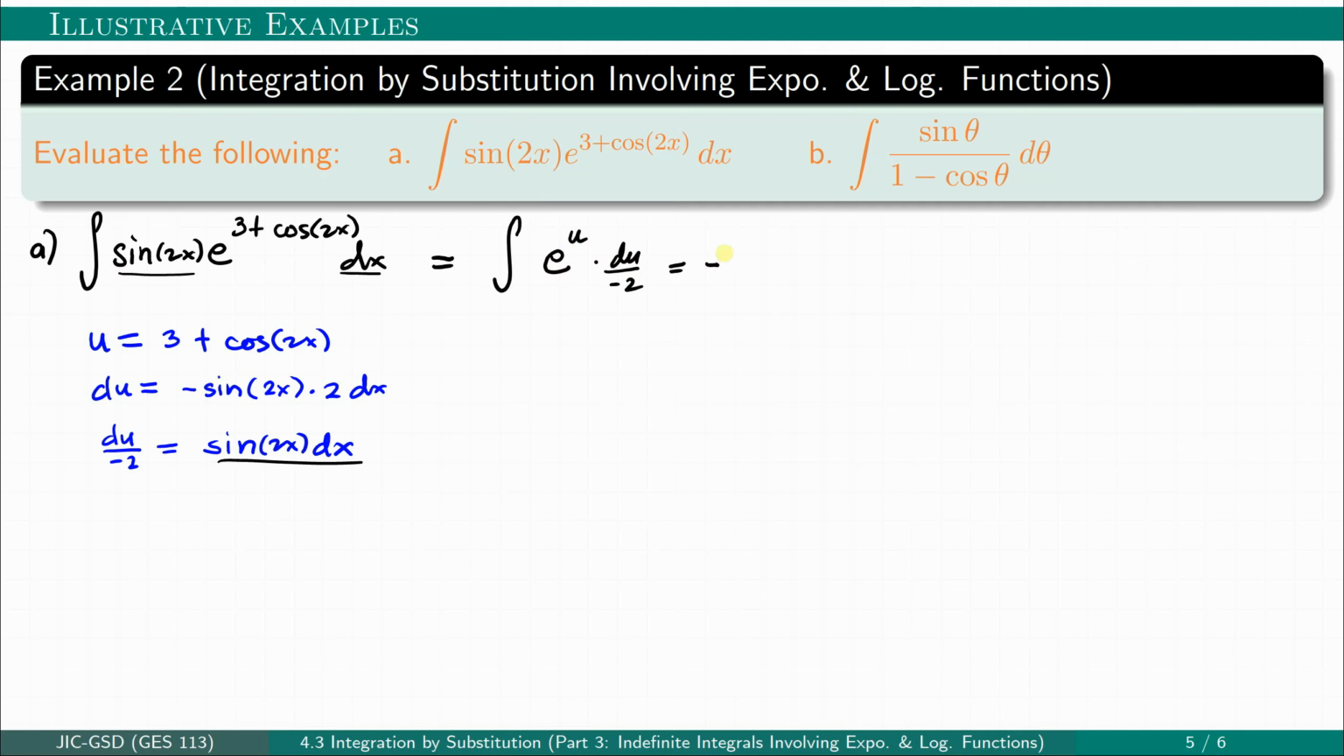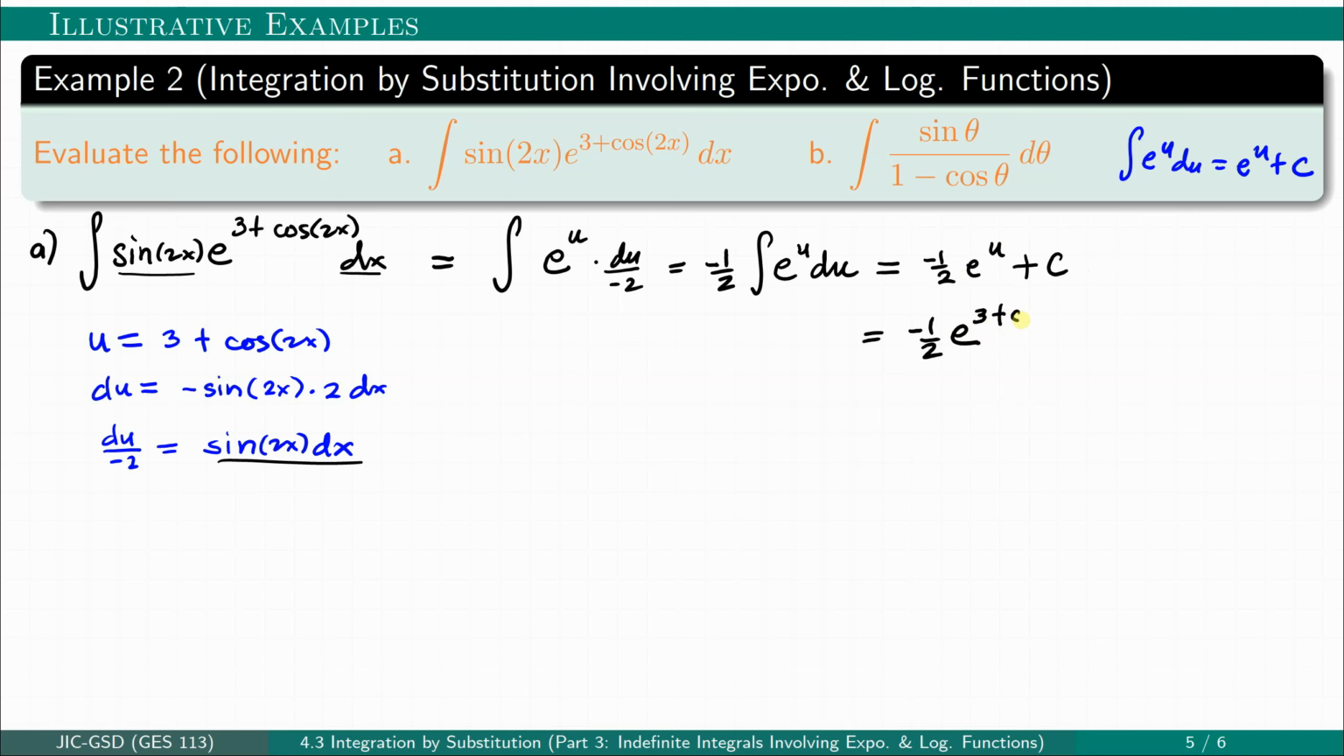We can move negative 1/2 outside of the integral. So this will be integral of e to the u du. And recall our formula: integral of e to the u du is just e to the u plus c. So we will now have minus 1/2 e to the u plus c. But this will be just minus 1/2 e raised to, our u is 3 plus cosine 2x, and then we'll attach the c.